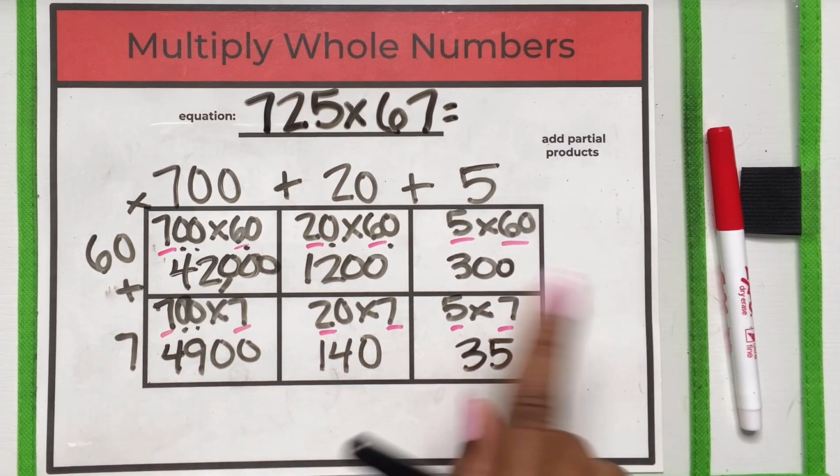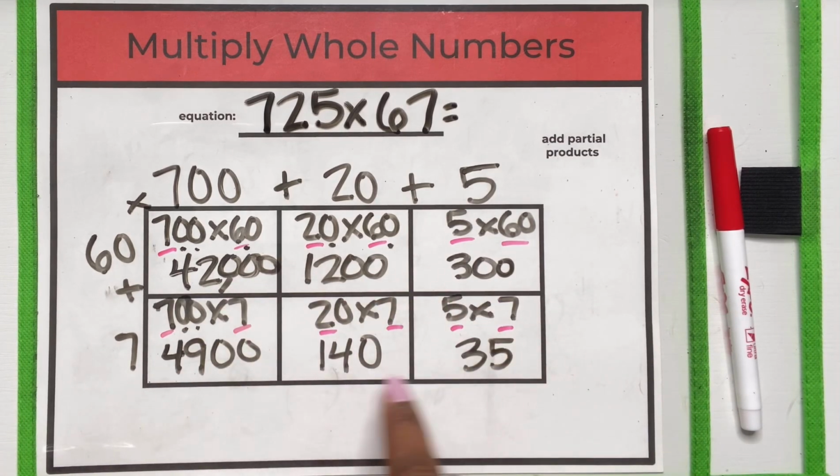Now, what are these called? Hopefully you said partial products. Very good. Now I'm going to solve. I'm going to put them in order from greatest to least. I'm going to use notebook paper this time because I have a lot of partial products.